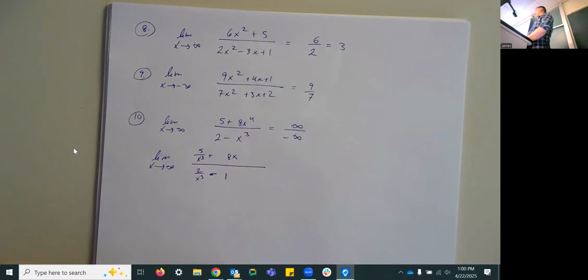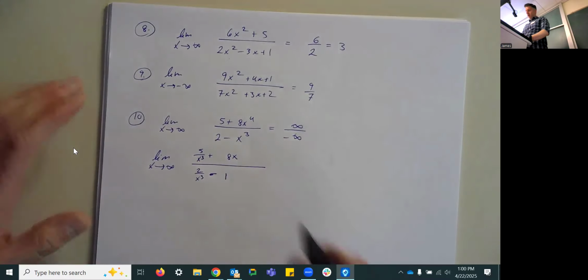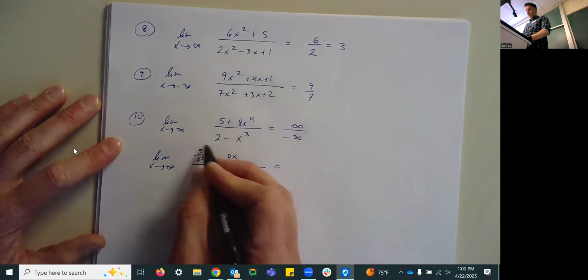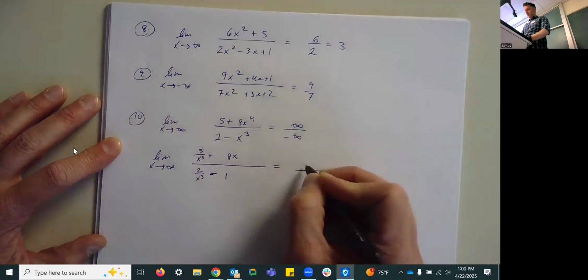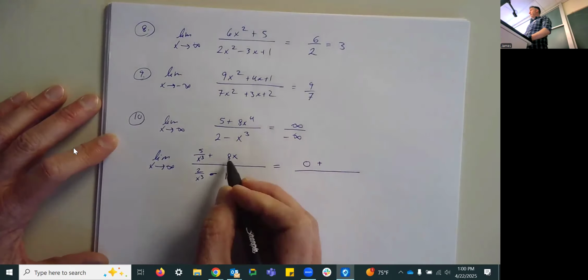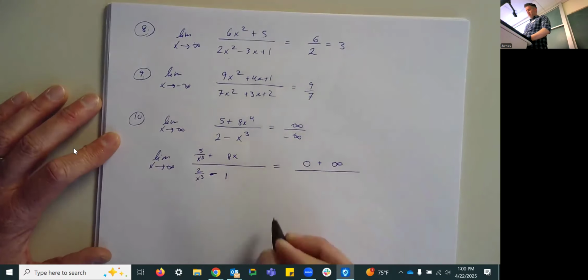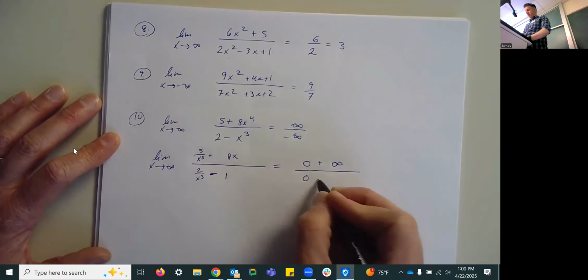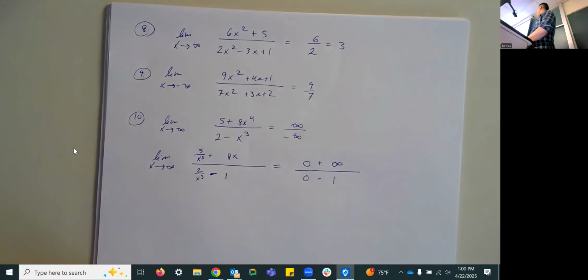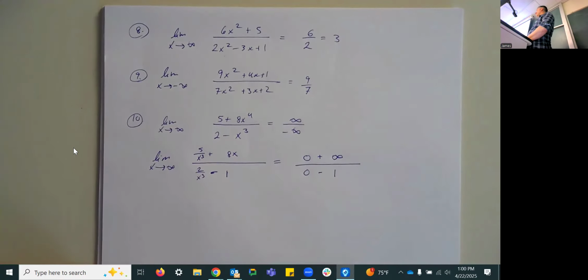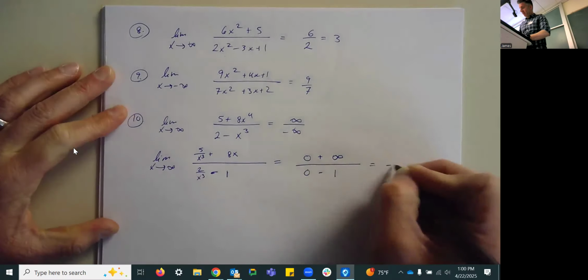And now we take the limit. We do it all at once, though. So the 5 divided by x cubed is going to get really, really small. The 8 times x is going to get really, really big. The 2 over x cubed is also small, and the minus 1. So overall, the numerator is gigantic, and the denominator is -1. And a really big number divided by -1 is a really big negative number. So we're going to get negative infinity here.